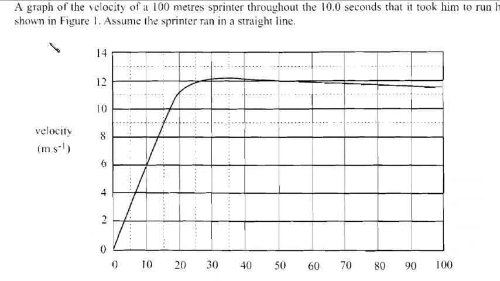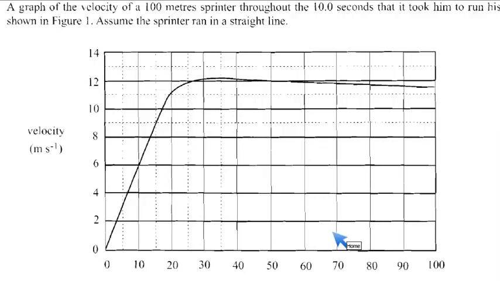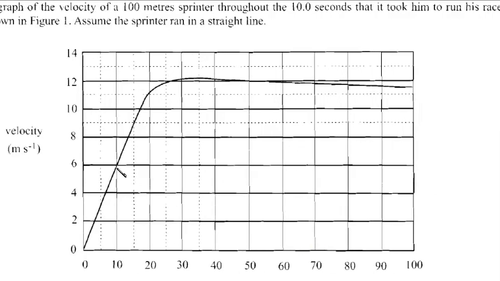So it says: the graph of the velocity of a 100 meters sprinter throughout the 10 seconds that it took him to run his race is shown in figure 1. Assume the sprinter ran in a straight line. So I'm just going to tell you something. This is not a typical graph that a physics student would see even in a first year university course. If you give this problem to someone who is already majoring in physics, it's going to be a bit confusing.